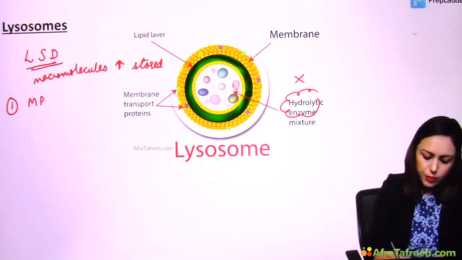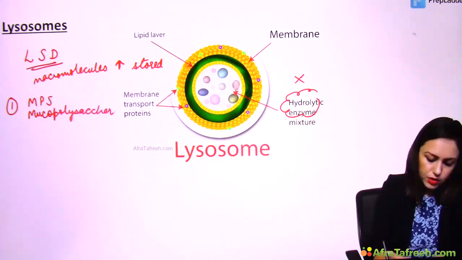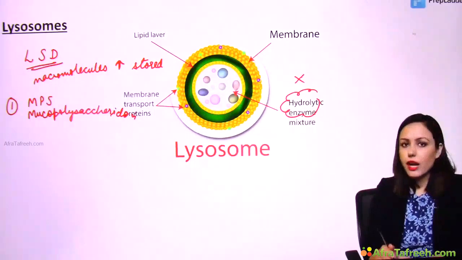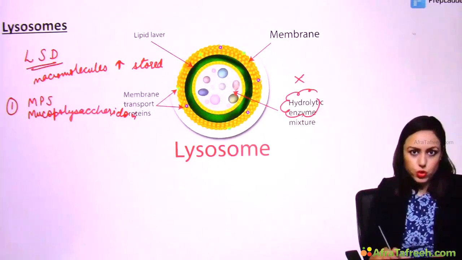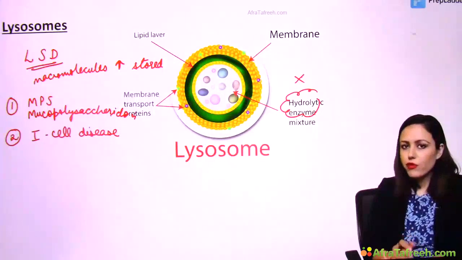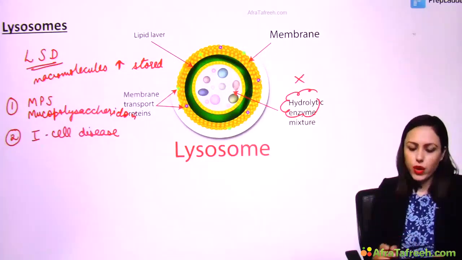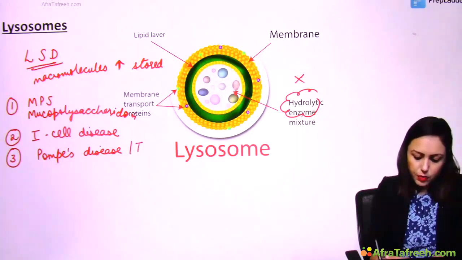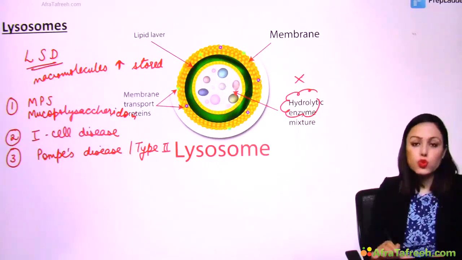Number 1, MPS, mucopolysaccharidosis, where mucopolysaccharides get accumulated. Detail of this topic I have taken in the carbohydrate chemistry portion. Then I-cell disease or inclusion body disease I have taken along with MPS in carbohydrate chemistry. Then one of the glycogen storage diseases, that is Pompe's disease, which is type 2 glycogen storage disease.